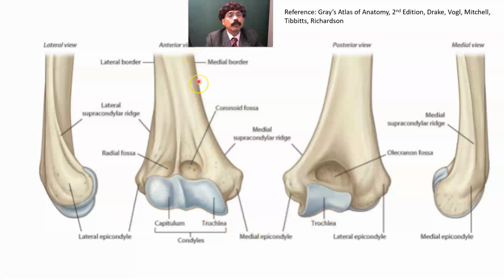This is the medial border of the humerus, passing over the medial supracondylar line. This is the lateral border passing along with the lateral supracondylar ridge here. This is the medial supracondylar ridge. This is the lateral epicondyle for the attachment of the superficial extensor muscle. Attachment means origin. Medial epicondyle for the origin of the superficial flexor muscles. Okay, we got that.